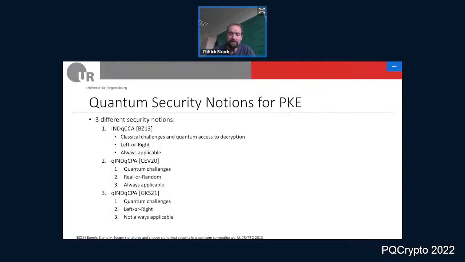And the third one, also called qINDqCPA security notion, is the one that we developed in prior work together with Tommaso Gagliardoni. This also allows quantum challenges, but it is of the left or right form, so also sending two messages and only receiving the encryption of one of the two messages. The crucial thing here is that this notion is not always applicable to public key encryption schemes. And this is also the scope of our work on the applicability of this security notion.